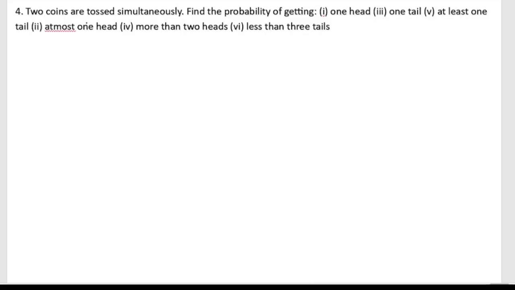Fourth problem: two coins are tossed simultaneously. So they are tossing the two coins. Find the probability of getting one head. So we need to find out the probability of getting one head.